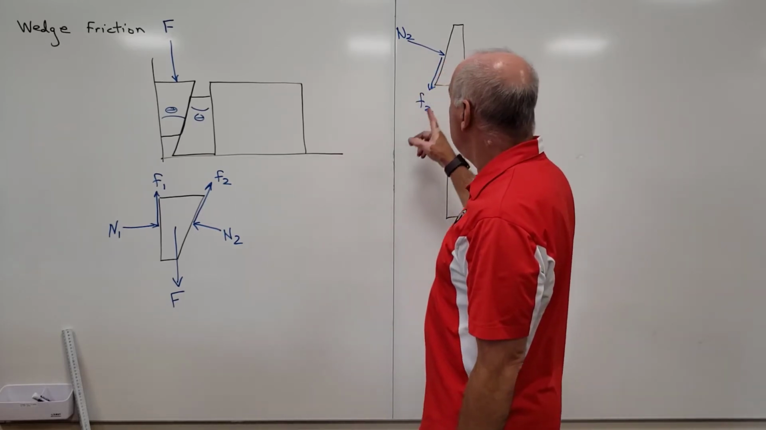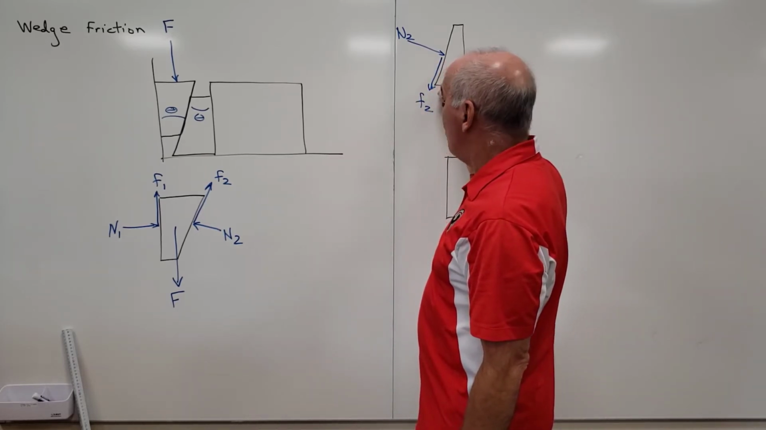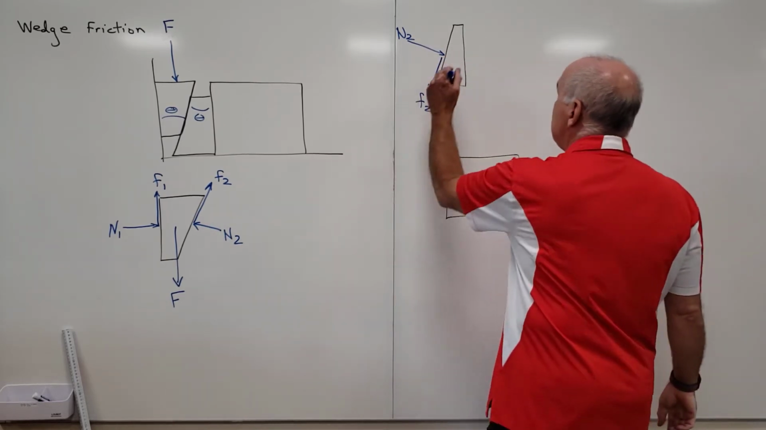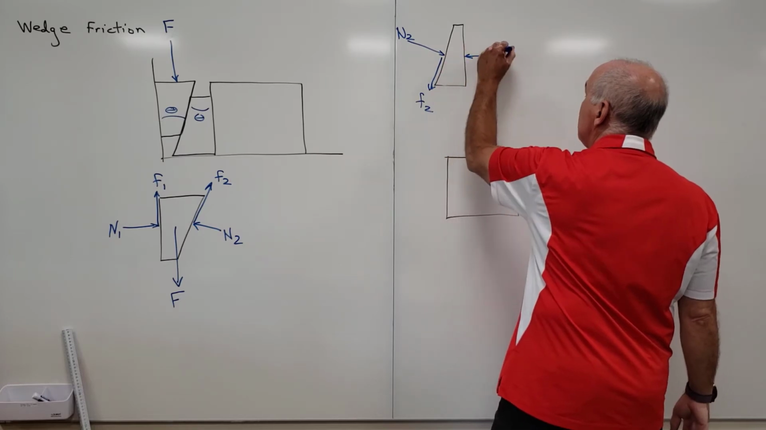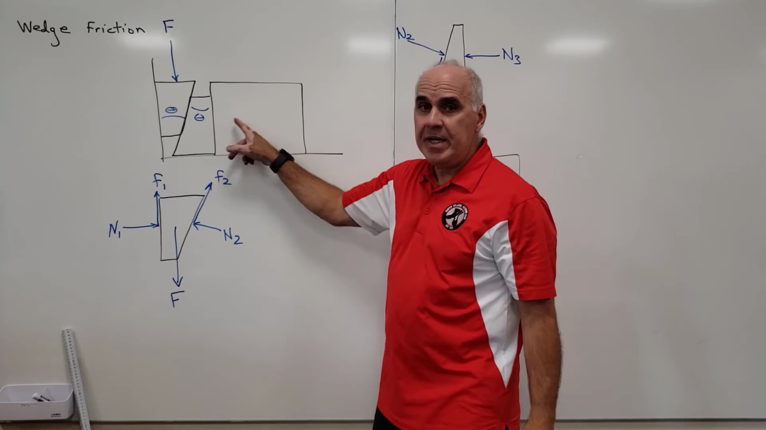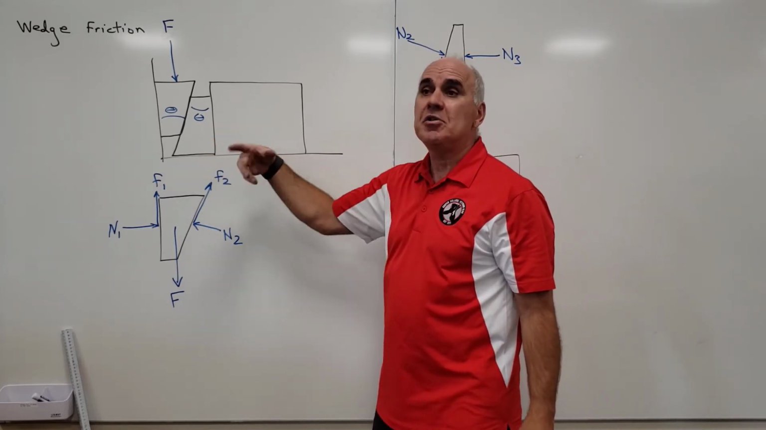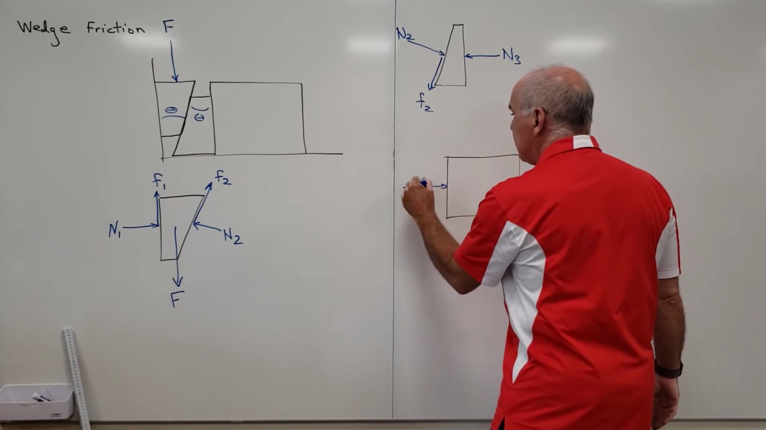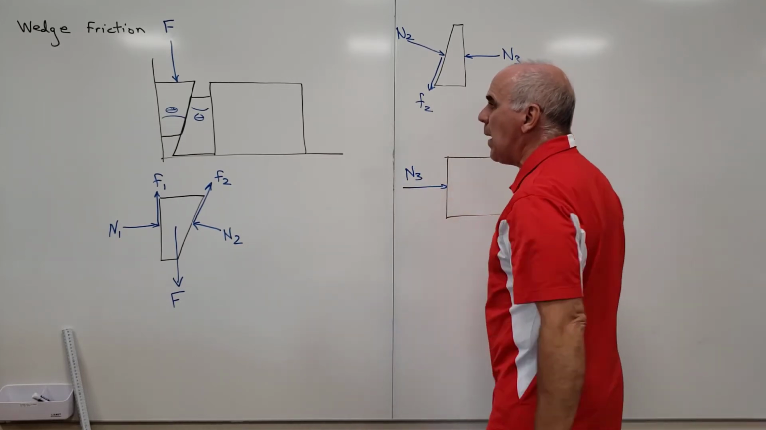Okay, and so this normal force is going to be pushing in this direction. So there's going to be another normal force acting on this. And we're going to call that N3. That's a normal force due to the crate acting on wedge 2. So there must be a normal force due to wedge 2 acting on the crate. And that's going to be in this direction, N3.